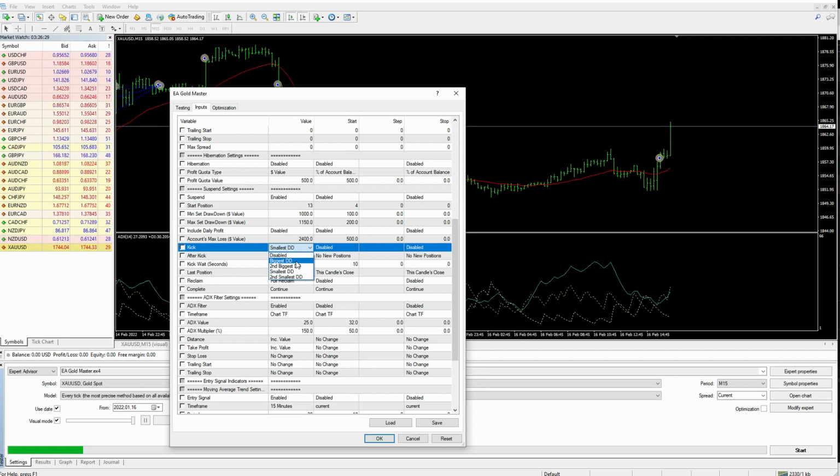So yeah, how you want the EA to handle those positions left in the basket. Now after kicking the losing positions, what do you want Suspend to do next?